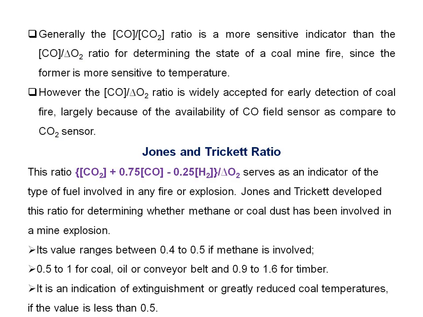For the Jones and Trickett ratio, 0.5 means a fire damp explosion, 0.87 means a coal dust explosion, 0.5 to 0.87 is a mixed explosion, and less than 0.4 is a fire. Let me repeat: if it is less than 0.4 then it is a fire, if it is 0.5 then it is a fire damp explosion, if it is 0.5 to 0.87 then it is a mixed explosion, and if it is 0.87 then it is a coal dust explosion. So you must note my point. Thank you, that was the Jones and Trickett ratio.